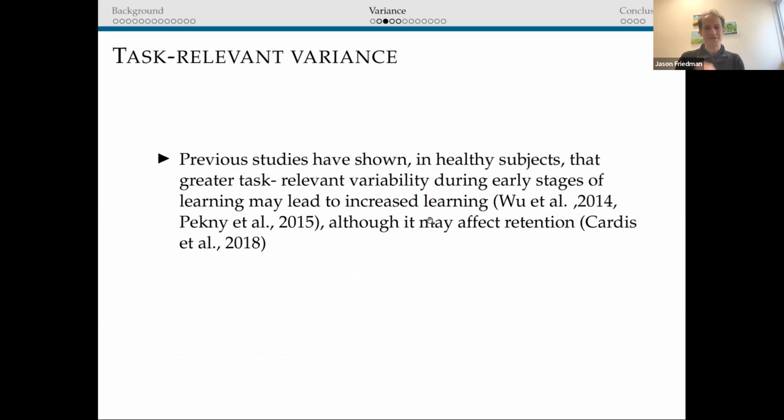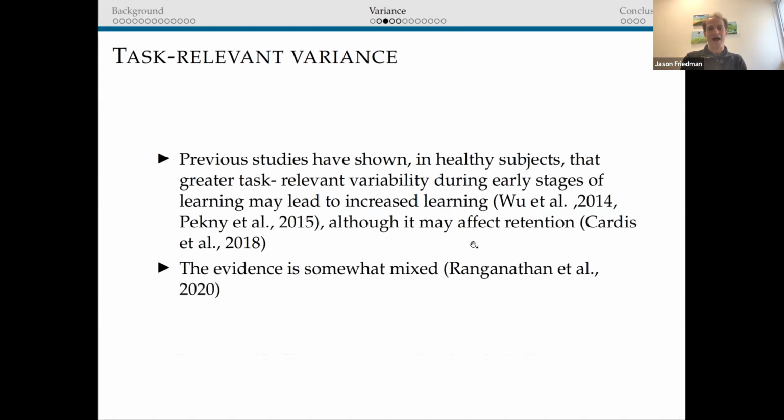There are some previous studies that have shown that in healthy subjects, having greater variability in the early stages might lead to increased learning, based on the idea that if you have more variability, you're exploring the space more, and because of that, you might be able to learn more. There are some effects that maybe it'll affect retention. The evidence is somewhat mixed. Not all the studies that have been done have found a positive effect of variance on motor learning.